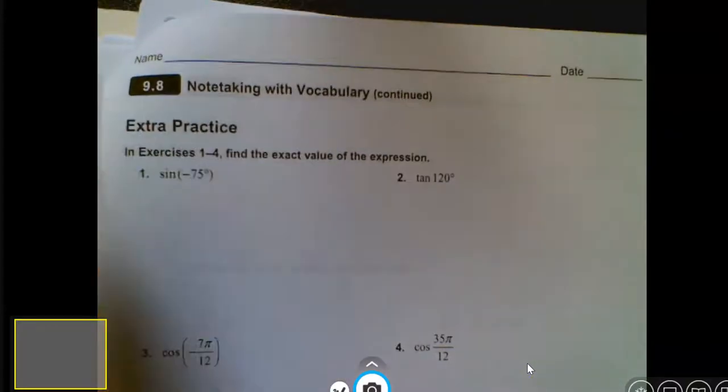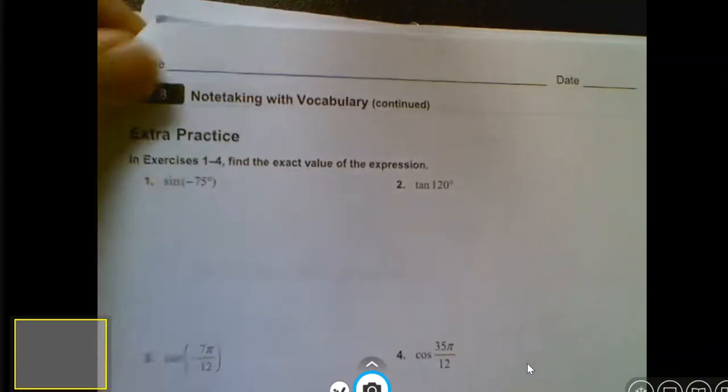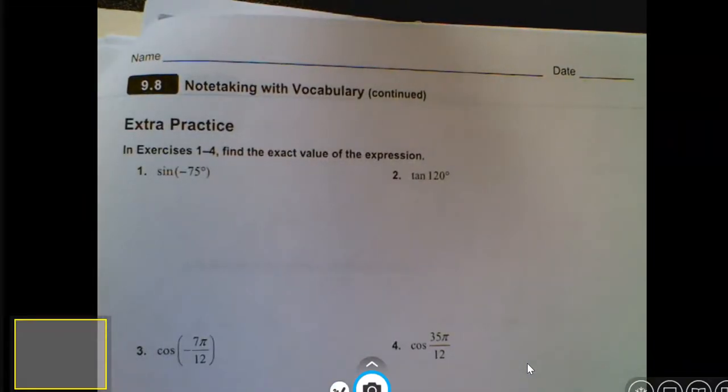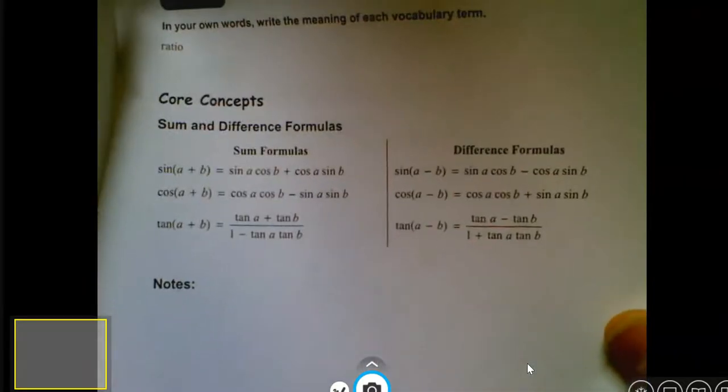All right, here we go for the final section of our trig unit. We're going to be in section 9.8, and this one just gets into a couple formulas for adding and subtracting angles. Let me back up one page real quick to show you those. Good news is you're not going to have to memorize these.